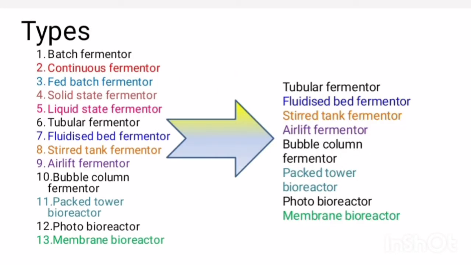In this video, I will explain about 8 different types of fermenters, that are tubular fermenter, fluidized bed fermenter, airlift fermenter, packed tower bioreactor, stirred tank fermenter, bubble column fermenter, membrane bioreactor, and finally photobioreactor.